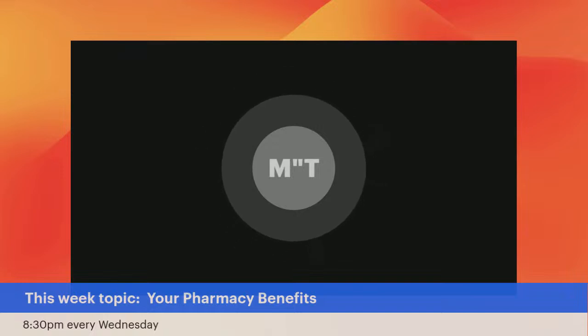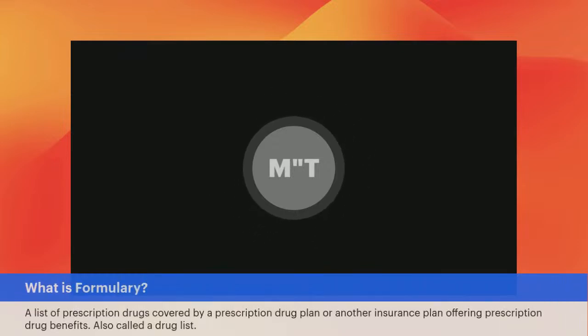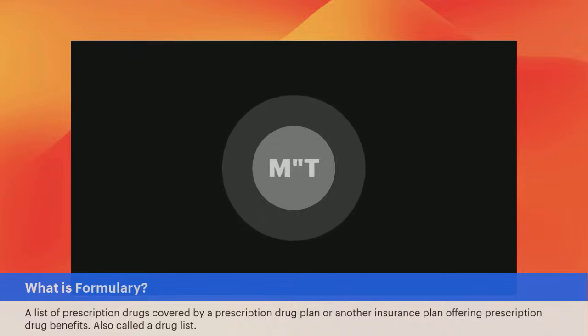But tonight we are talking about pharmacy benefits, right? There's two parts of pharmacy benefits, formulary and non-formulary. So first we're going to talk about what is formulary. Formulary, ladies and gentlemen, is a list of prescription drugs that's covered by your plan. So essentially, if it's covered by your plan, that is part of the formulary.